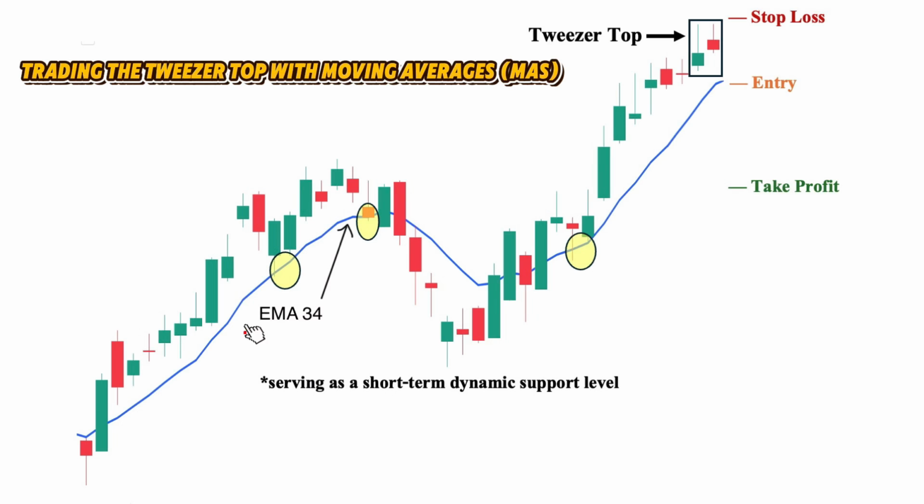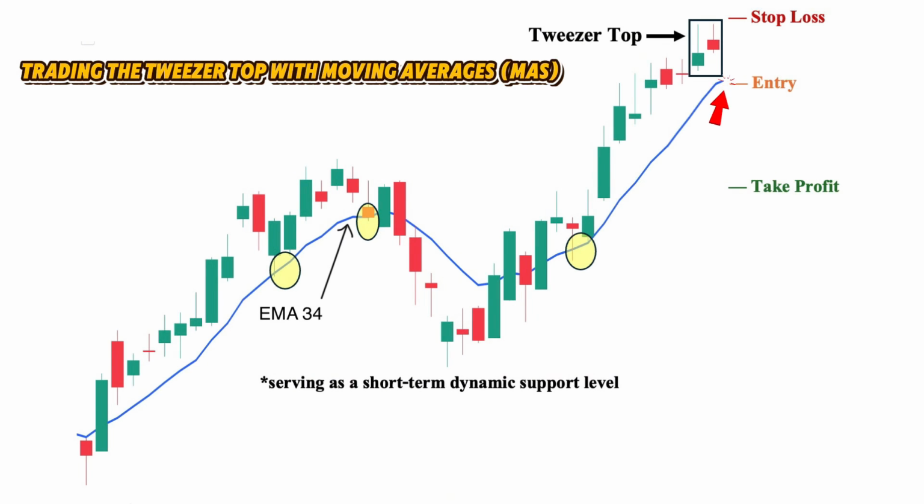As shown, the EMA34 has supported the previous price movement, highlighted in yellow, in addition to acting as the dynamic support level. Therefore, in addition to the Tweezer top pattern, we look to see if the price breaks below the EMA34 as an added confirmation before we take a short position. And you can set the entry point a few ticks below the EMA34. The price must close below this moving average, which serves as a moving support level.